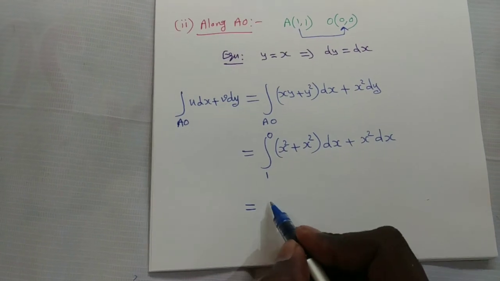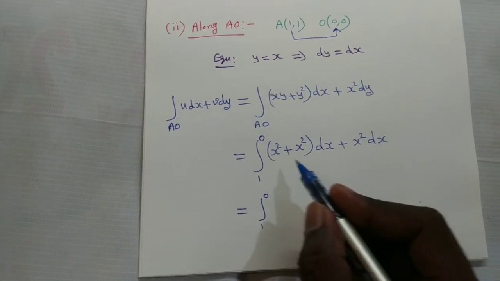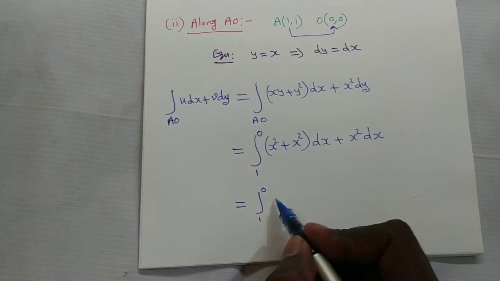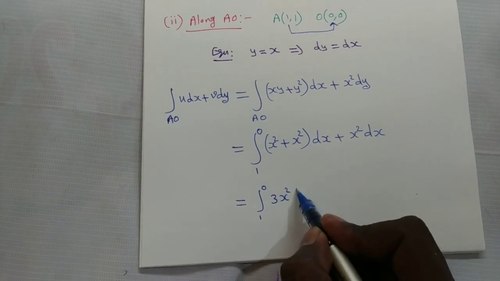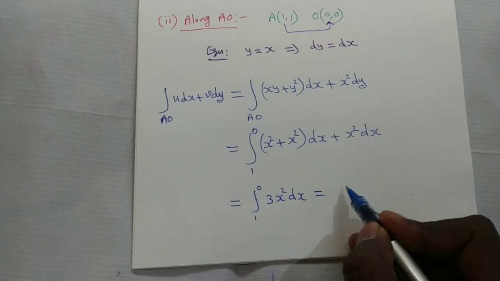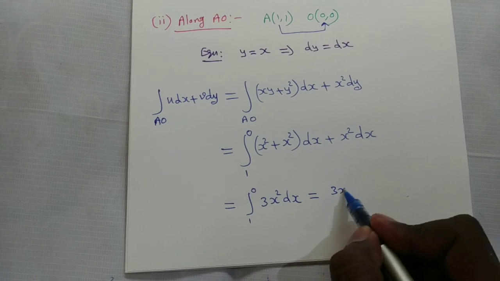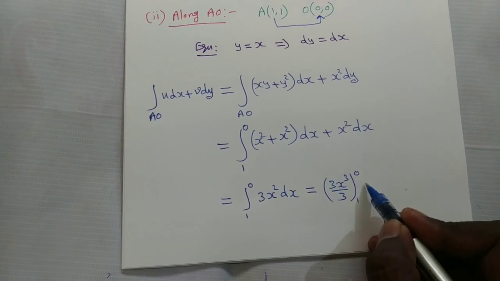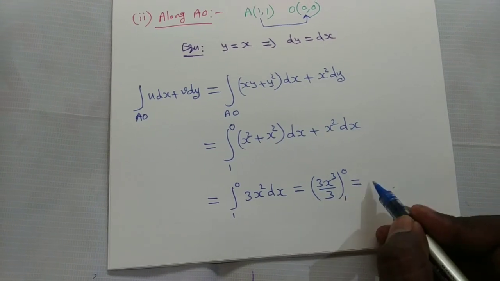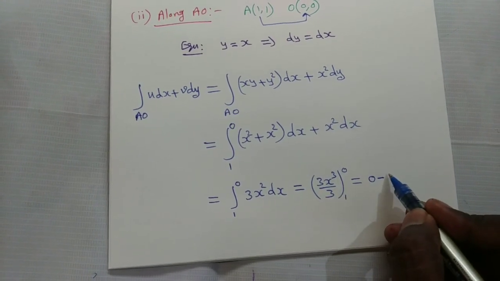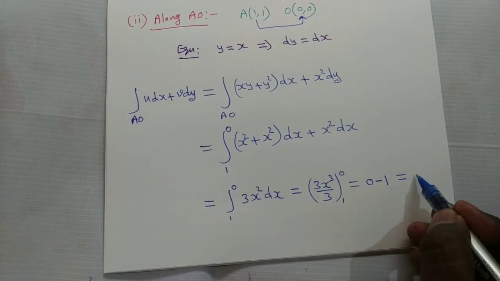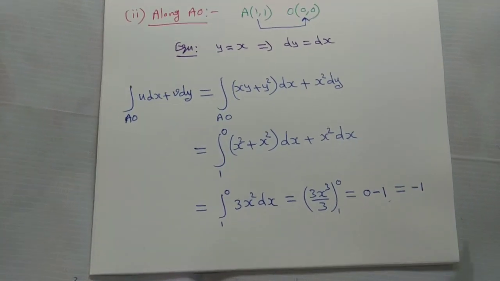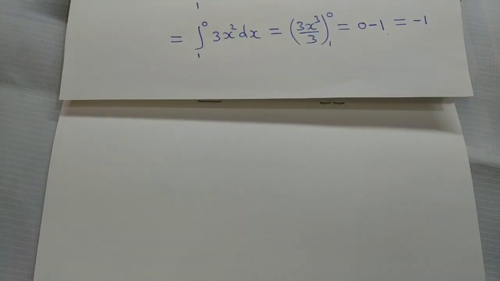Okay, now the integral from 1 to 0 of x squared plus x squared plus x squared, which is 3x squared, into dx. The integration of this is 3x cubed by 3, with limits 1 to 0. Cancel the 3, substituting the upper limit 0 minus the lower limit 1, so it is minus 1. So this is along AO.